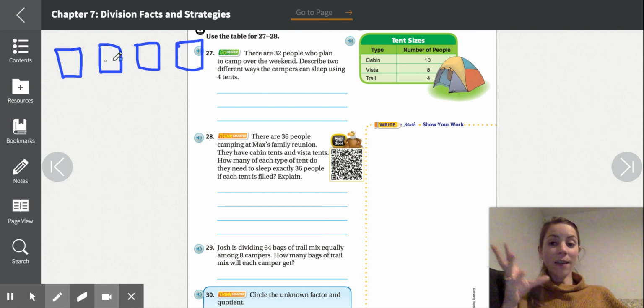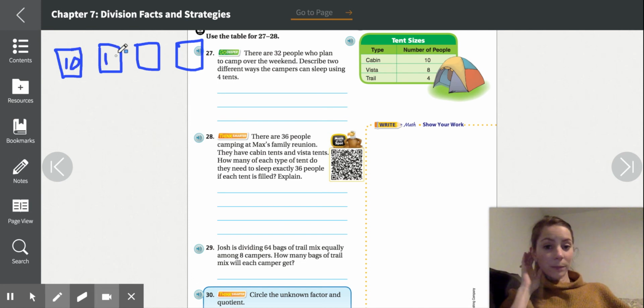You kind of have to guess and check, using different combinations of numbers here. So maybe I'm going to do 2 cabins, so that'd be a 10 and a 10. And then maybe I want to do 2 trails, a 4 and a 4. So now I would add them up to see if they were 32. 10, 20, 24, 28. That didn't work, right?